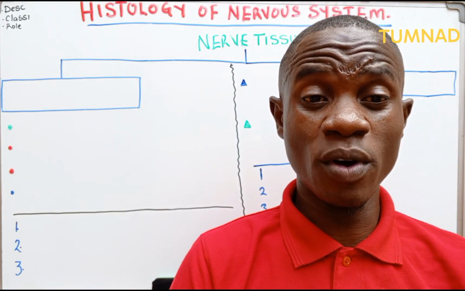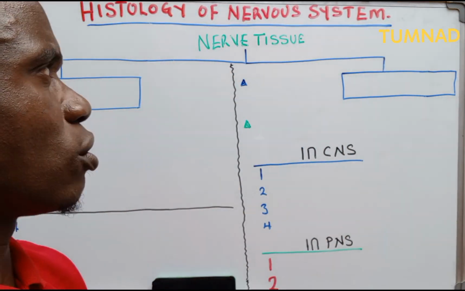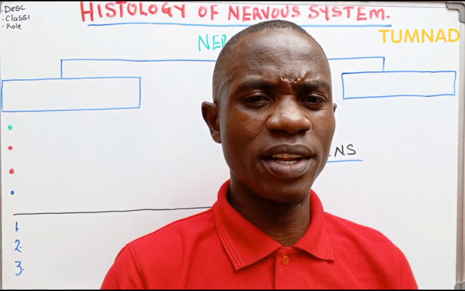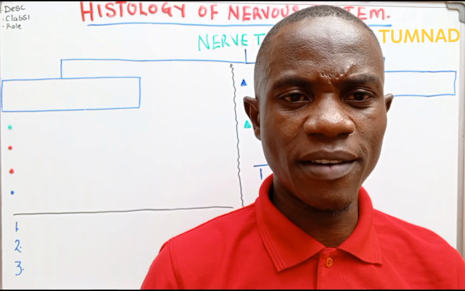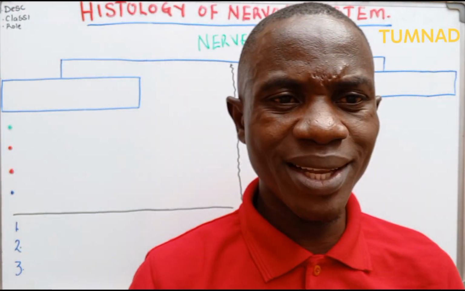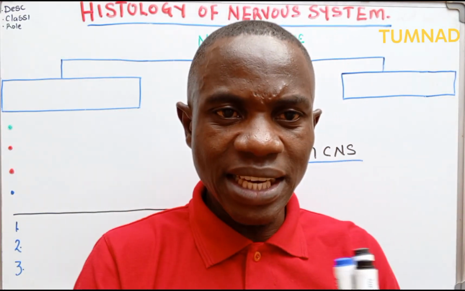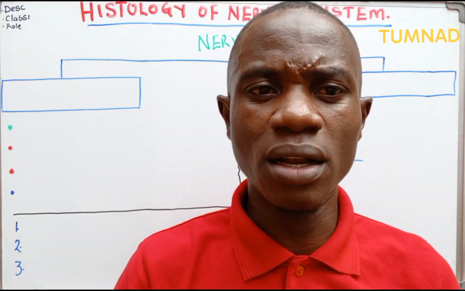TUMNAD is in front of you, and today we are going to be focusing on the histology of the nervous system. During the study of the histology of the nervous system, we are going to focus on what we call the nervous tissue. When we talk of histology, we are dealing with a section of the nervous tissue. We cut it, zoom in and look at it critically at a cellular level.